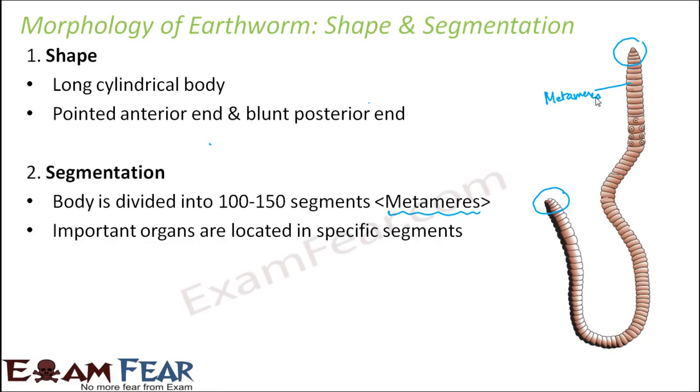Now these segments can contract or relax independently, causing the body to lengthen in one area or contract in other areas. So segmentation basically provides flexibility and also strength in movement. It is because of the presence of these segments that the earthworm is able to move.